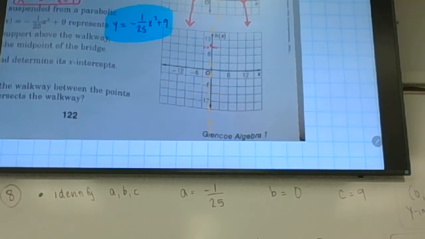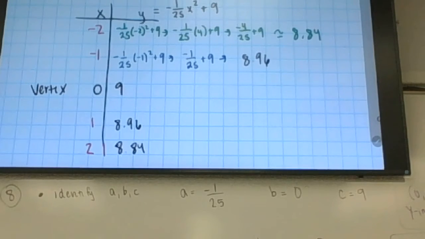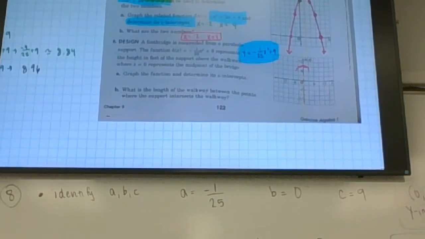Alright, this table is getting us nowhere. Right? Yeah, this table isn't very good. Are you guys with me that this is no good? This is no good. So, what are we going to do? We have to figure out the x-intercepts. Yeah. So, same strategy as last time.